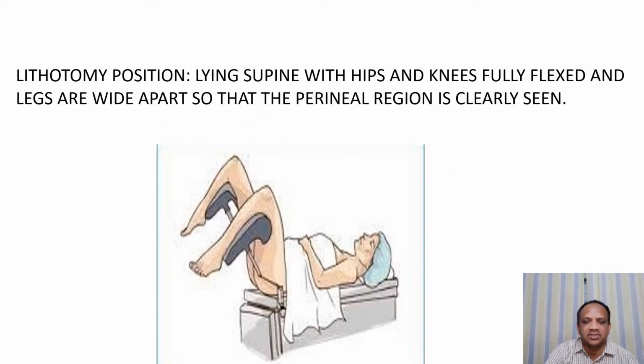This is the lithotomy position, generally used during normal labor and the procedures at the anorectal region. The subject is lying supine with hips and knees fully flexed and legs wide apart so that the perineal region is seen. So hips are flexed, brought near the body. Knees are flexed, and the two legs are separated somewhat so that this region is clearly seen. This is done during procedures on that region.